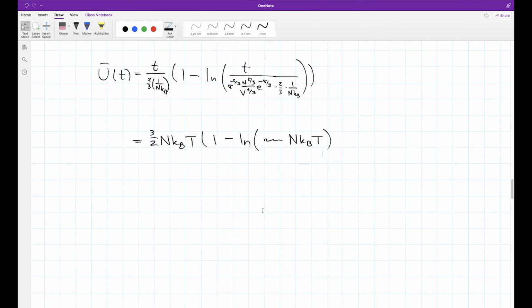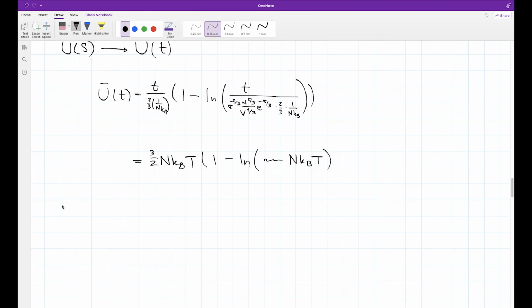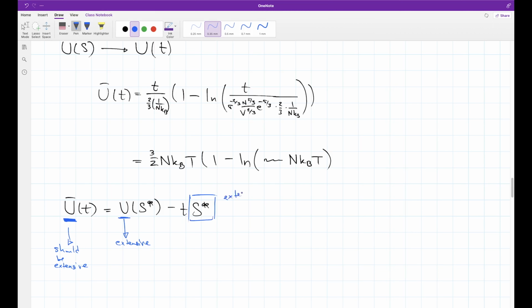All right. And this is somewhat interesting. Notice that U bar of t, where t is still our lowercase here, is equal to U of S star minus little t times S star. Now, what we often want to do in classical thermo is think of the Legendre transformed function as being extensive if the input function was extensive. So if this was extensive, then this should be extensive. And what does that require? Well, since S is also extensive, the only way that this is possible is if this little t is intensive.